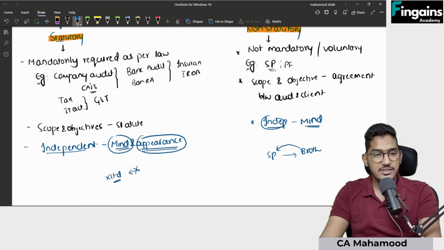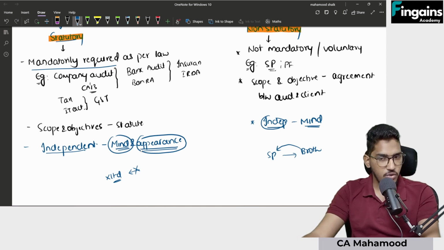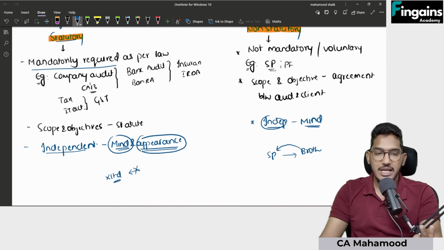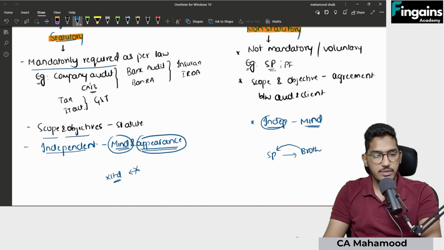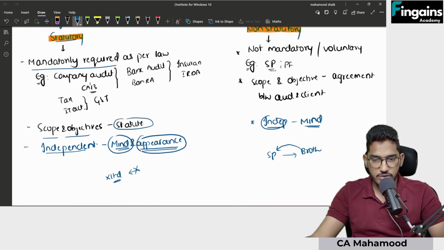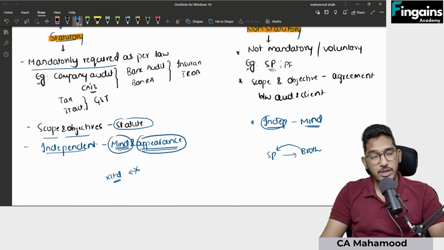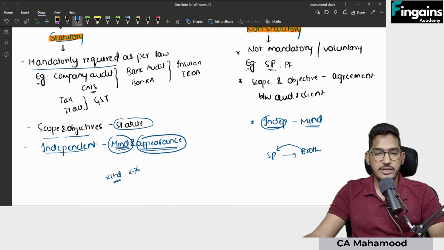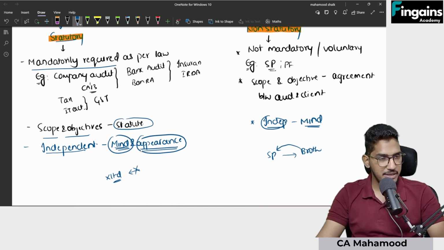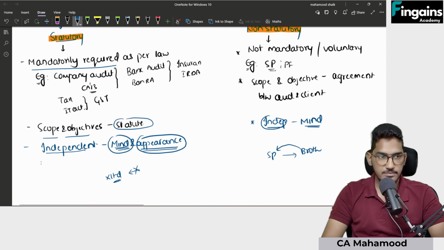First, on the basis of meaning, statutory audits are those audits which are mandatorily required under law. Non-statutory audits are not mandatorily required; these are voluntary audits. In statutory audit, scope and objective will be decided under the respective law under which audit has been made mandatory. In non-statutory audit, the scope and objective will be decided completely by agreement between auditor and client. In statutory audit, the auditor should be independent of mind and appearance. In non-statutory audit, independence of mind will be enough. Independence of appearance will not be required. Understood?